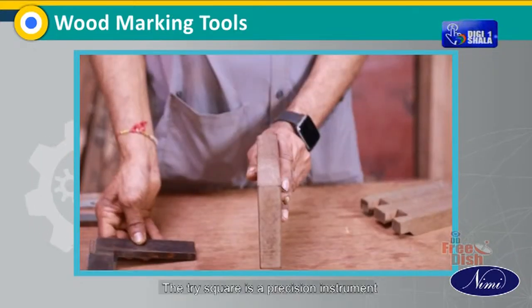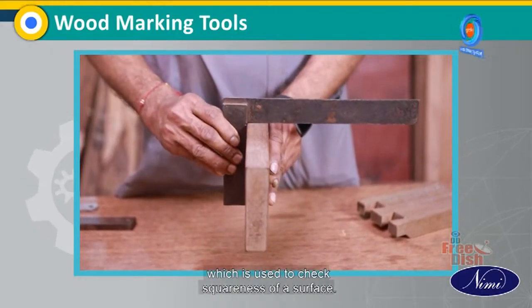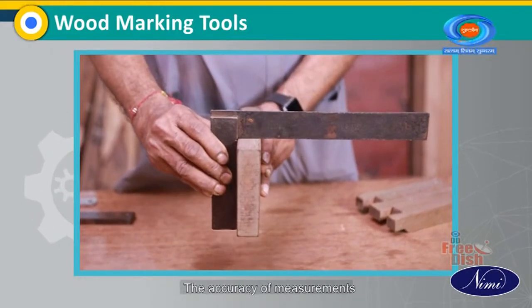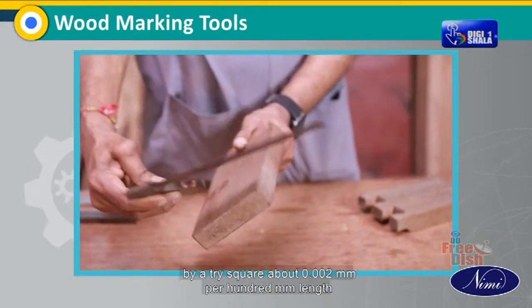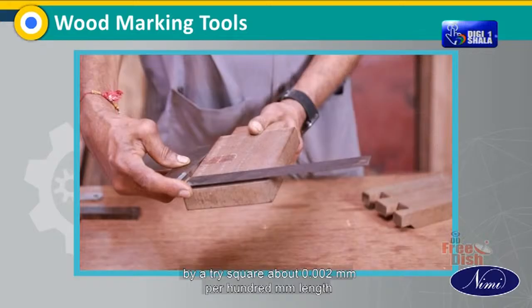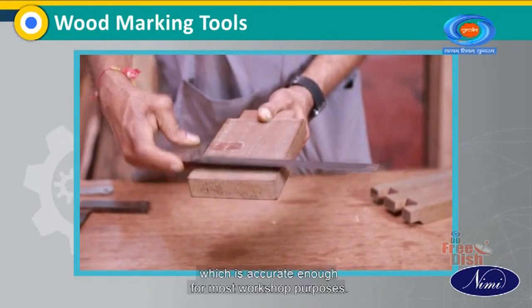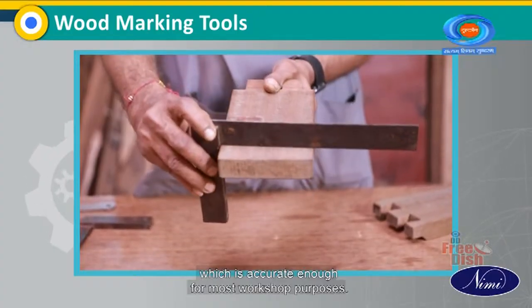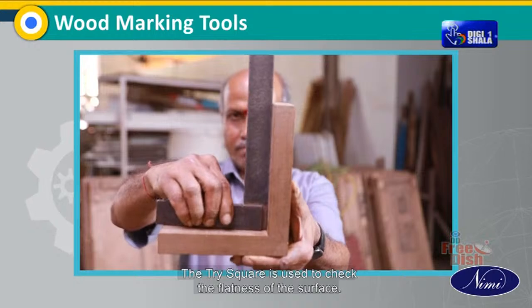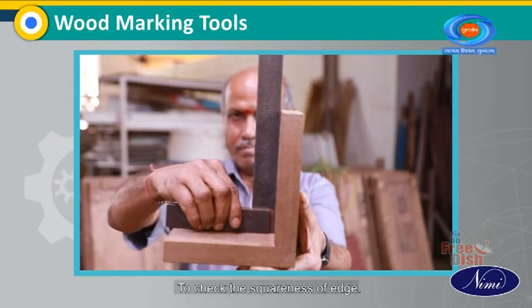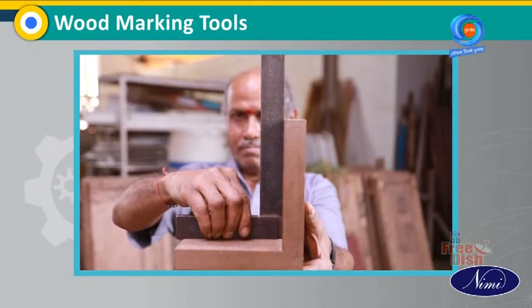Tri-square. The tri-square is a precision instrument which is used to check squareness of a surface. The accuracy of measurements by a tri-square is about 0.002 mm per 100 mm length, which is accurate enough for most workshop purposes. Uses. The tri-square is used to check the flatness of the surface, to check the squareness of edge, to check the inside squareness.